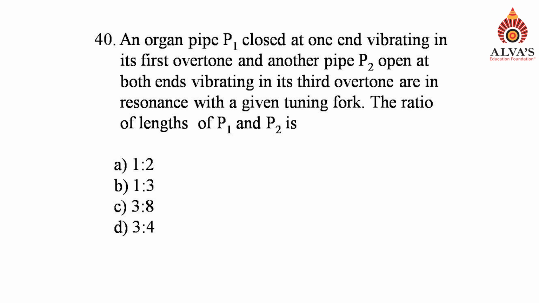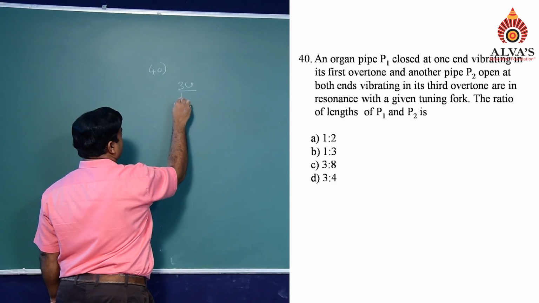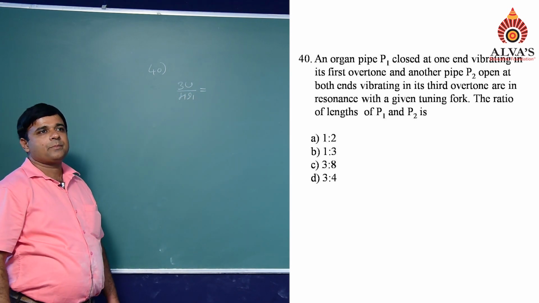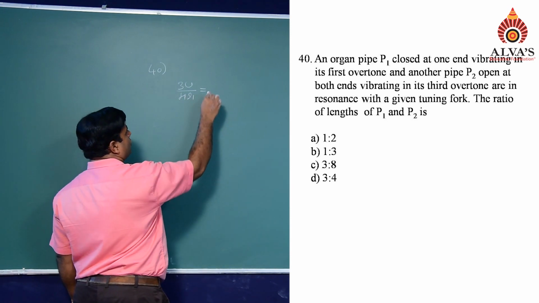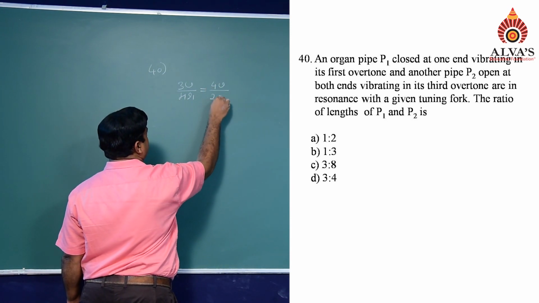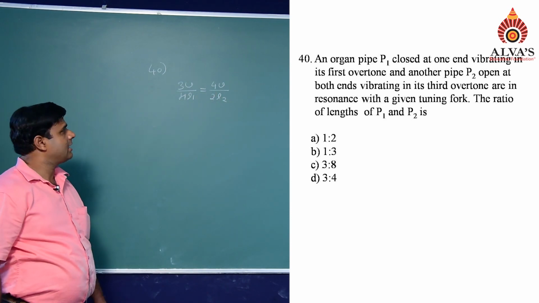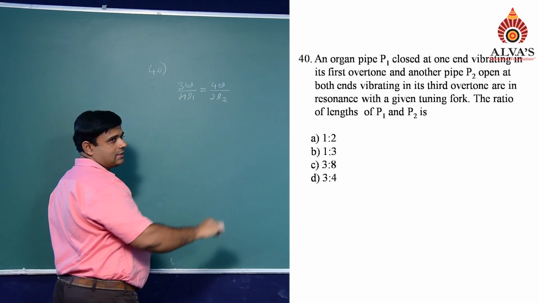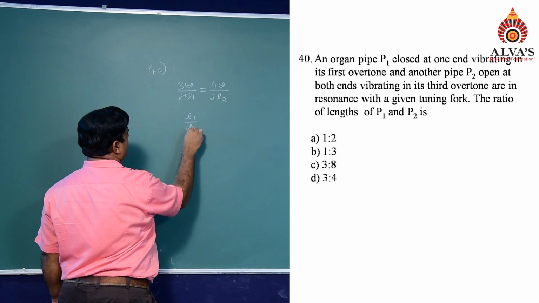In this question, two pipes are given, one is a closed pipe, another is an open pipe. Resonance with the tuning fork means both are vibrating with the same frequency, but the closed pipe is vibrating in the first overtone, so frequency should be 3V by 4 times length L1. The open pipe is vibrating in the third overtone, which implies 4V divided by 2 times its length. V cancels. You have to calculate L1 divided by L2.